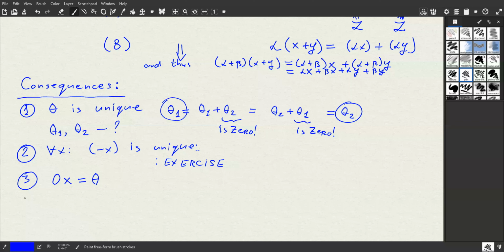And similarly, by the way, we can say the other way around, for any alpha, which is a real number, alpha times theta is theta. Actually, the latter one is very easy to see, provided that we have proved the first one. But let's do it, one by one.